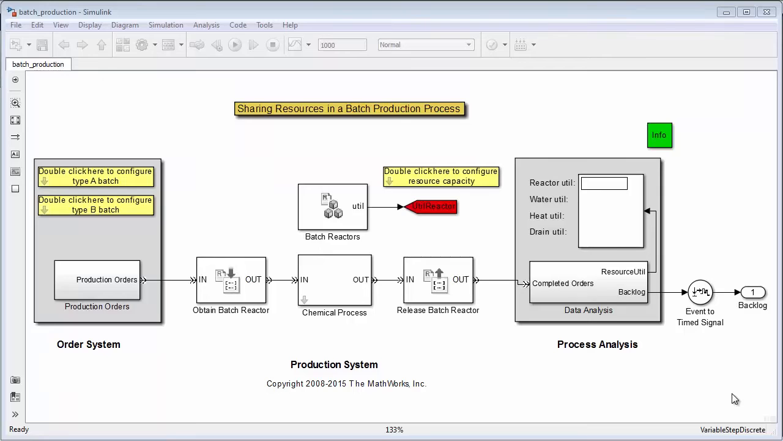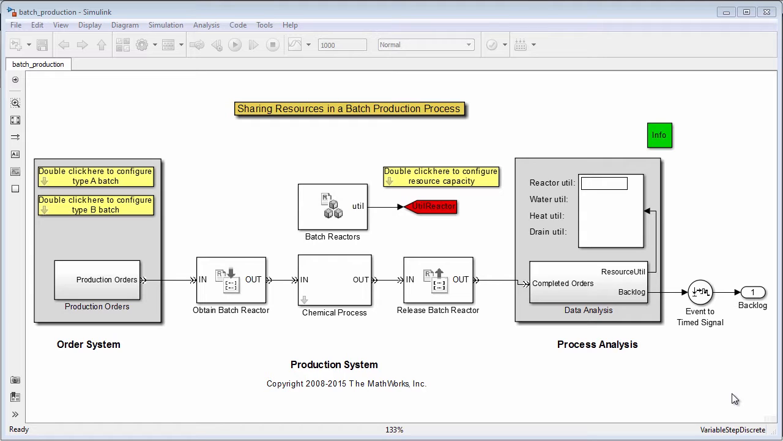In this demonstration, we're going to show how, with SimEvents and the Global Optimization Toolbox, you can optimize manufacturing production processes by using a genetic algorithm. We are also going to use the Parallel Computing Toolbox to speed up the optimization process.